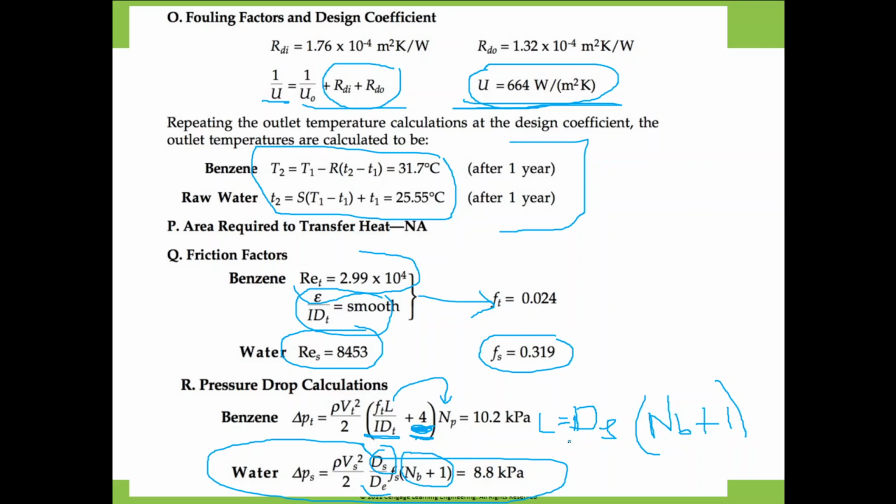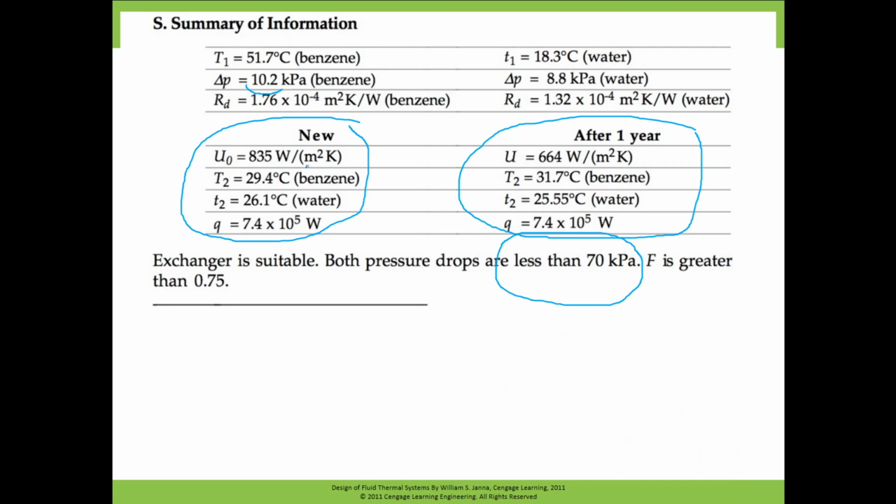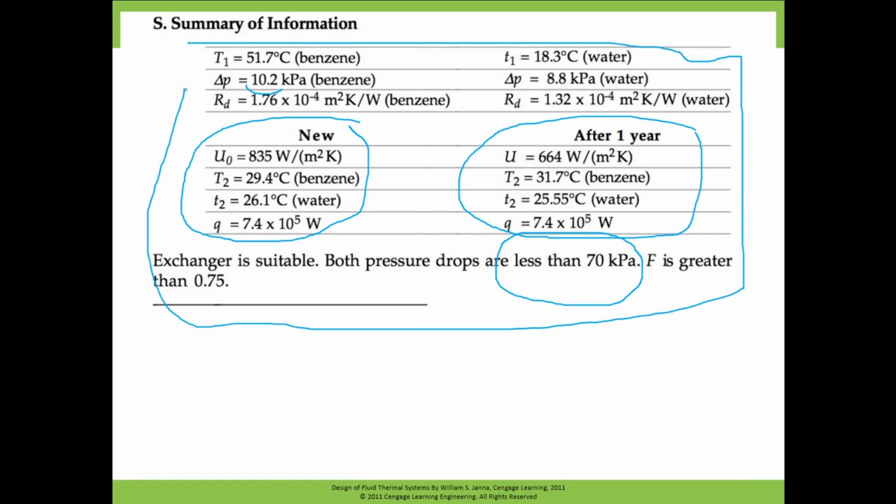Here we calculate the pressure drop, and then we can summarize all the information related to the heat exchanger: what is the inlet temperature, what is the outlet temperature, what is the pressure drop, what is the overall heat transfer coefficient, and what is the rate of heat transfer. So this is all about this problem. One more thing is that at the end we need to check that our pressure drop should not exceed 70 kilopascal, which is the industrial constraint. So this is all about the analysis, and I hope you understand this.